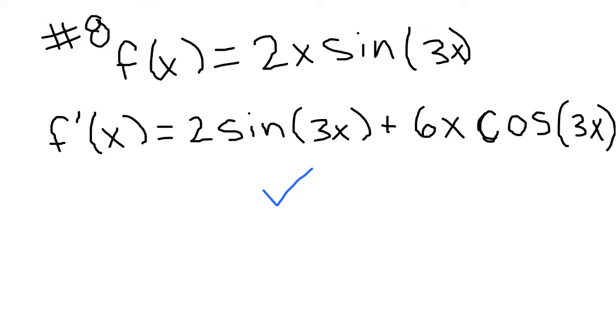So again, this is the product rule used with the chain rule. The product rule just says, derivative of the first times the second plus the derivative of the second times the first. And in order to get the derivative of that second term, we need to use the chain rule because it's not just sine of x, it's sine of 3x. So we need to take the derivative of the inside, etc. Just reiterating what I said. Alright, let me know if you have any questions on that one. Moving on to number 9.